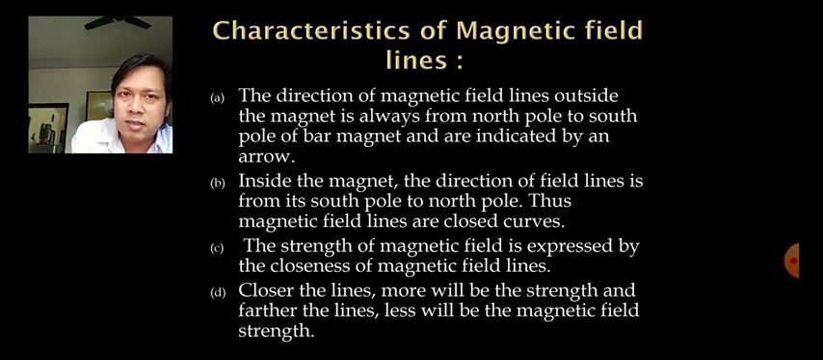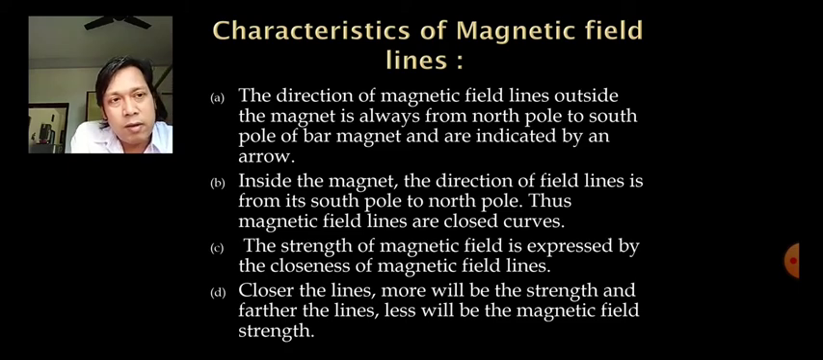First characteristic is that a magnetic field line always emerges from the North Pole and ends in the South Pole. Second, inside the magnet the magnetic field line is again different. When you draw a diagram, it is obvious from there, it is not something which you have to memorize extra. Inside the magnet, the direction of field line is from South Pole to North Pole.